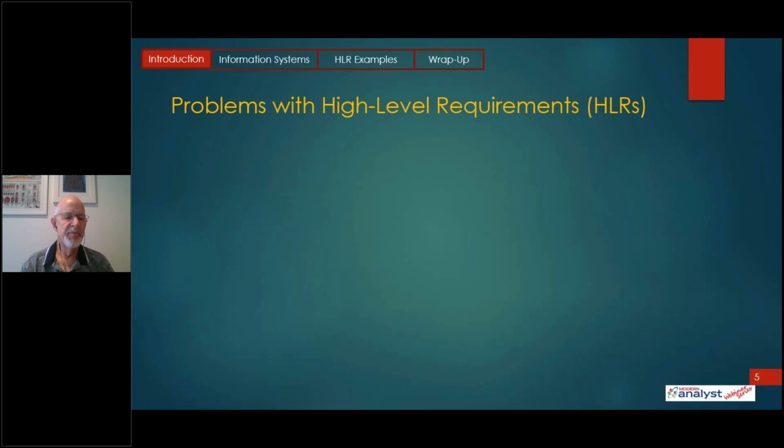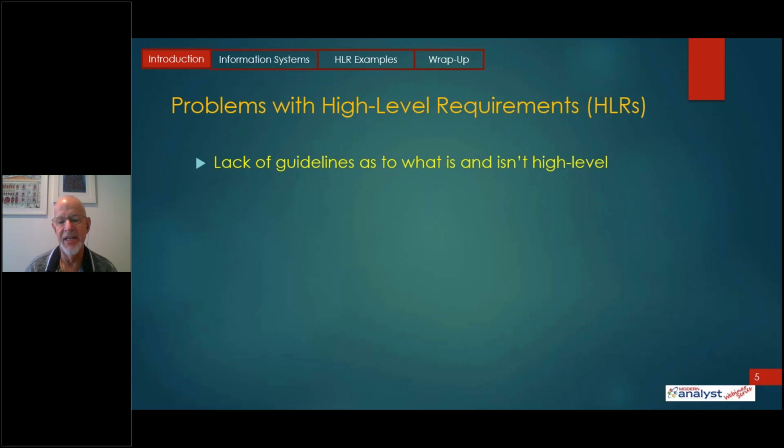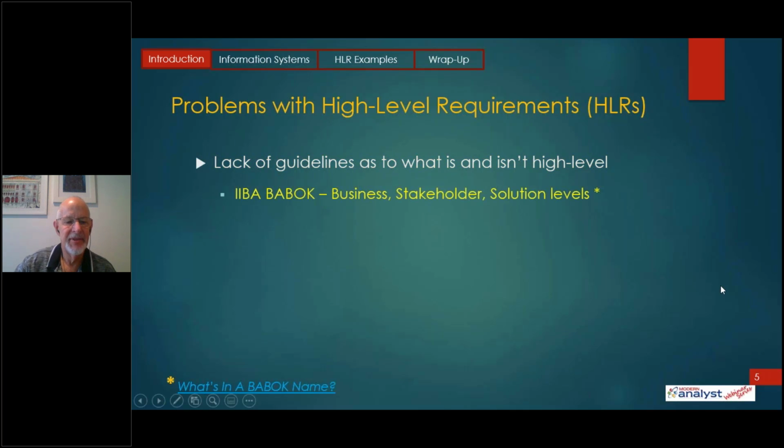And having set an objective, next thing, being a business analyst, I want to have a feel for the problems we're trying to solve. So I see the problems with high-level requirements. Number one, a lack of guidelines as to what is and isn't high level. So we'll be talking about that.